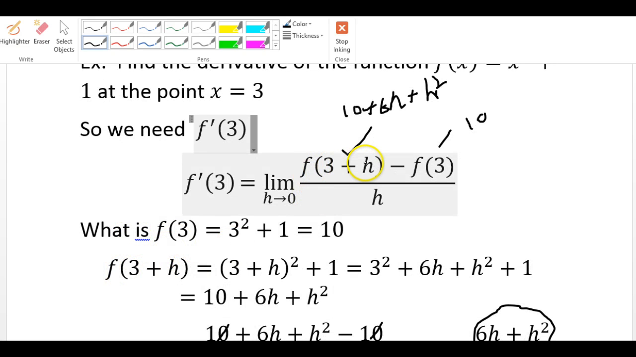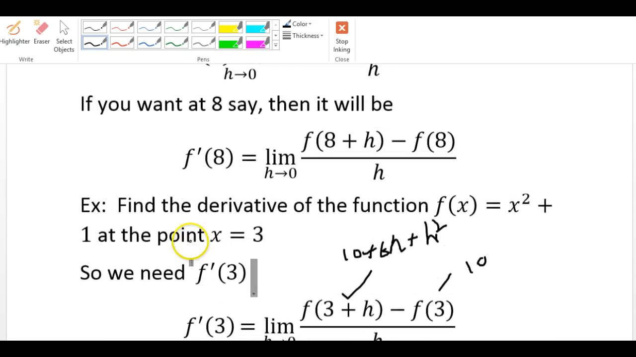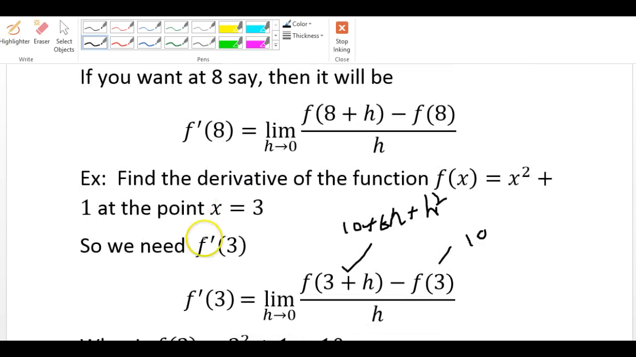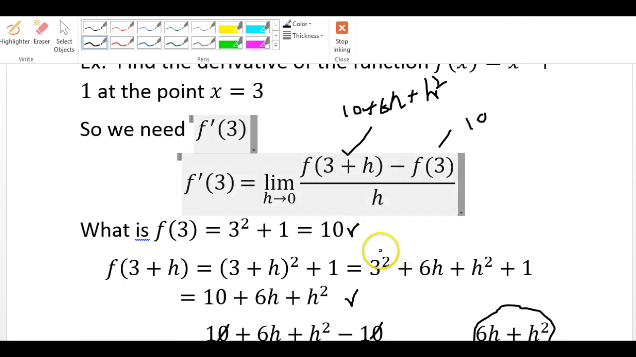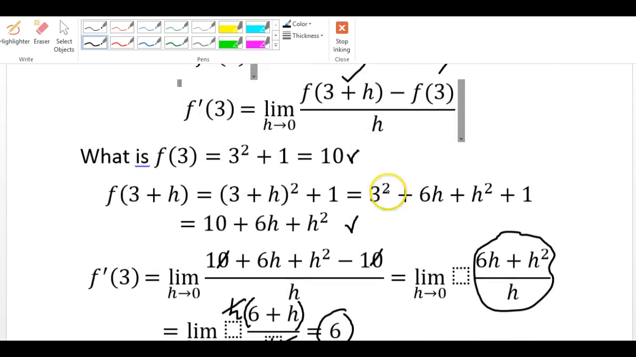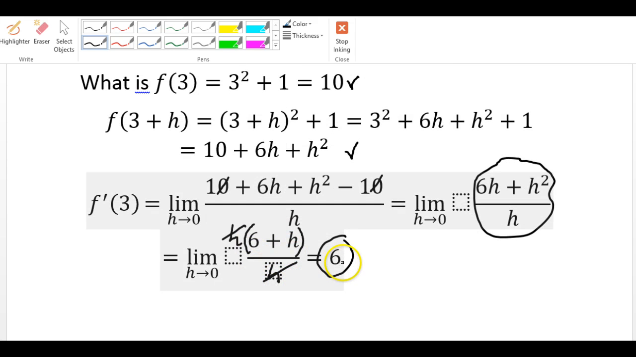We first found f of 3 plus h, which was this. And then we found f of 3 by putting 3 into the original function, and we got 10 there. Then we took these and plugged them up here and divided by h, but because the denominator goes to 0 we needed to factor this. And then we factored it, the h's cancelled off and you got 6. So this is the derivative.